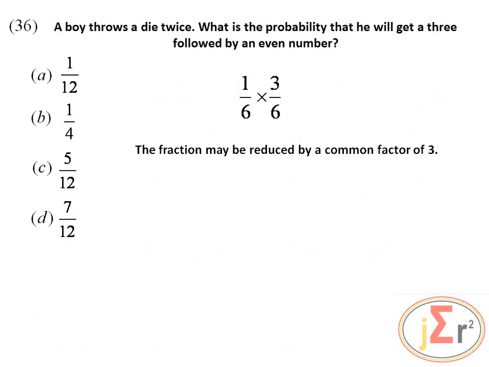The fraction may be reduced by a common factor of 3. 3 into 6 is 2. 3 into 3 is 1. The result is 1 over 6 multiplied by 1 over 2, which is 1/12. The correct answer is option A.